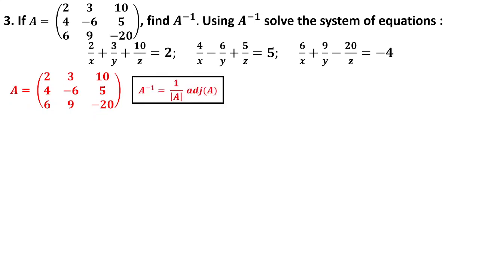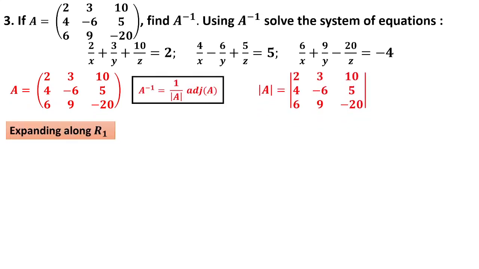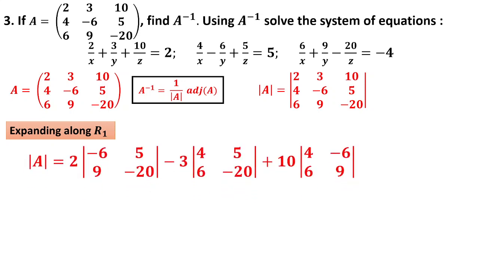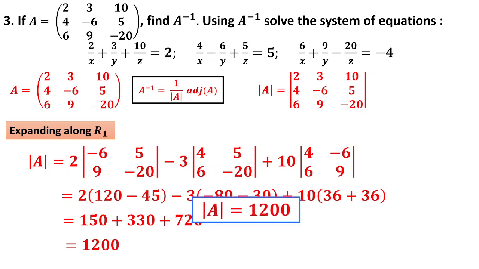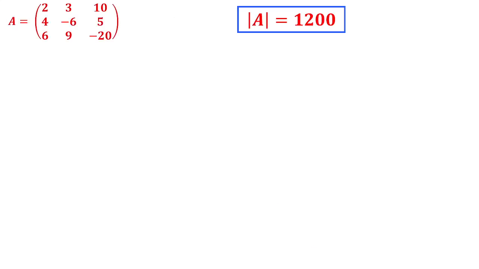A is given. I am finding A inverse. I am finding determinant A. I am expanding with respect to R1. I am expanding it 2 into a 2 cross 2 minus 3 into a 2 cross 2 plus 10 into 2 cross 2. I am getting the final answer as 1200. Do it very carefully because the determinant A is going to decide the final answer. Well, now we are moving on to finding the cofactors.